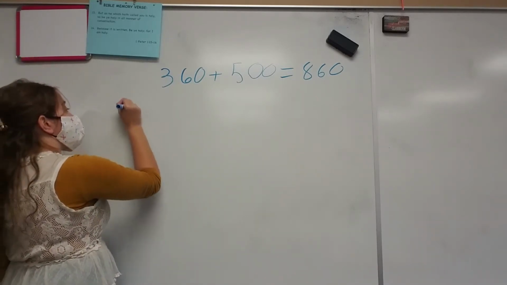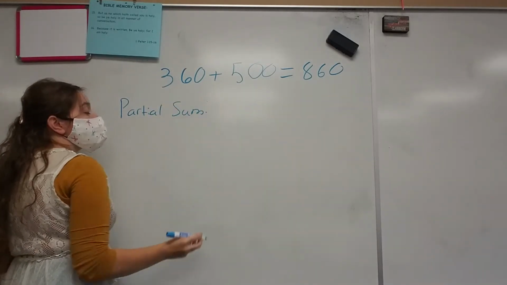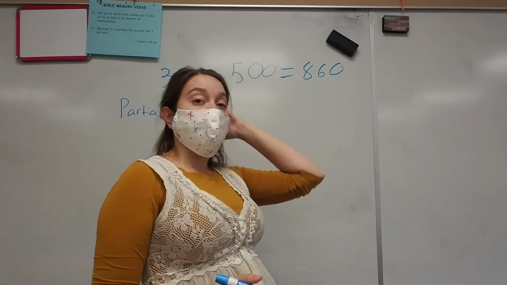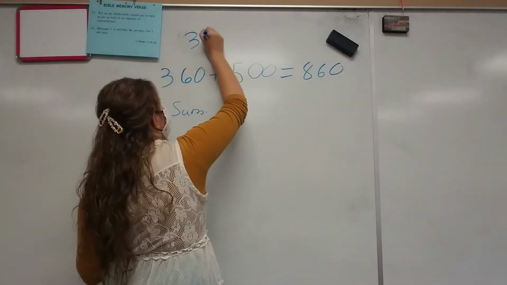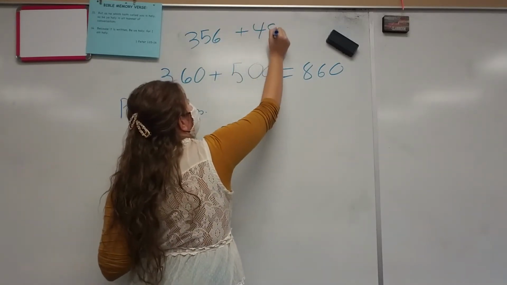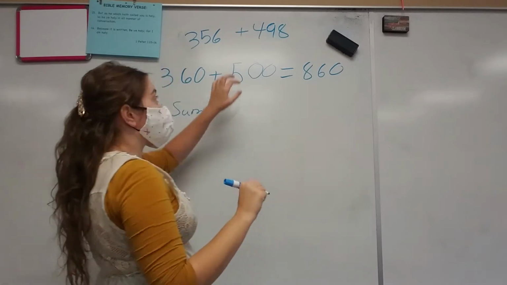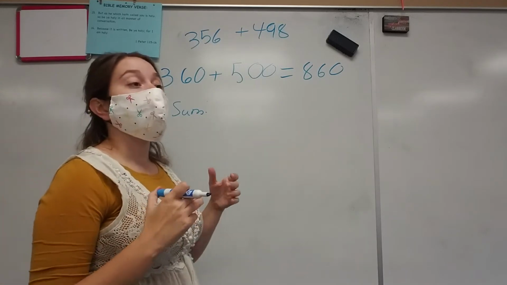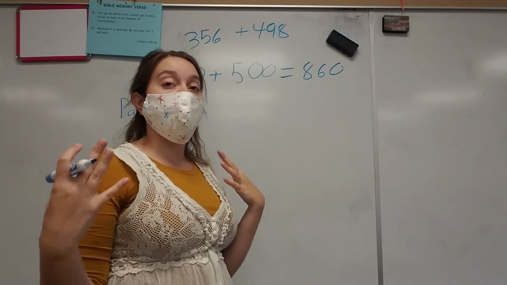Now, we are going to be looking at partial sum, okay? This is a different way of adding, okay? So, if we are looking at the numbers 356 plus 498, right? This is what we're looking at. These are our original numbers, right? Partial sum is when you take part of the number, add it together to another part, and go from there.